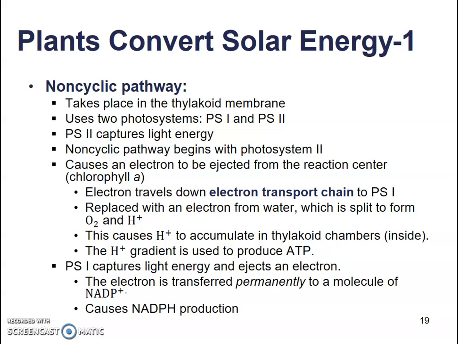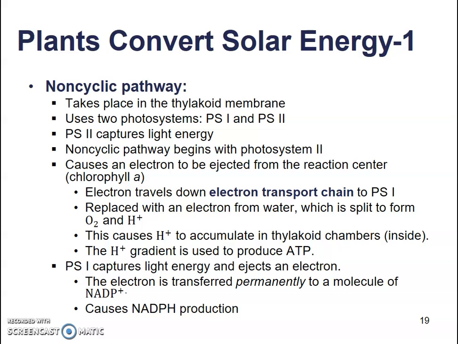So let's talk about the non-cyclic pathway. It takes place in the thylakoid membrane, and it uses two photosystems, abbreviated PS. There is photosystem 1 and photosystem 2. Photosystem 2 captures light energy. The non-cyclic pathway begins with photosystem 2. It's named photosystem 2 because scientists discovered it second.